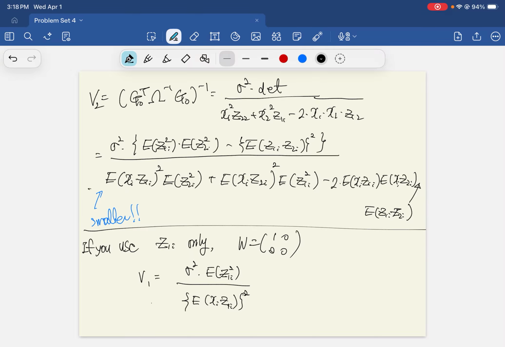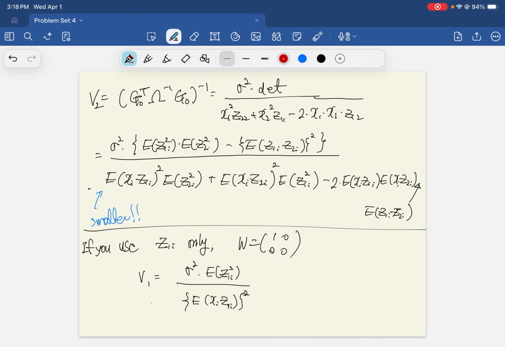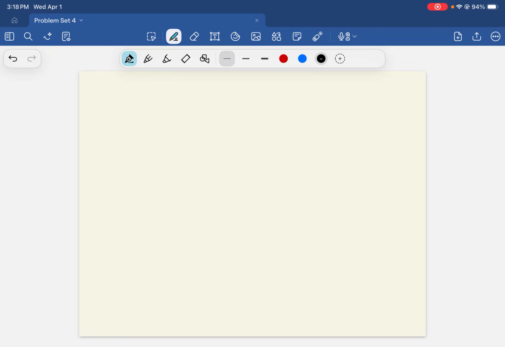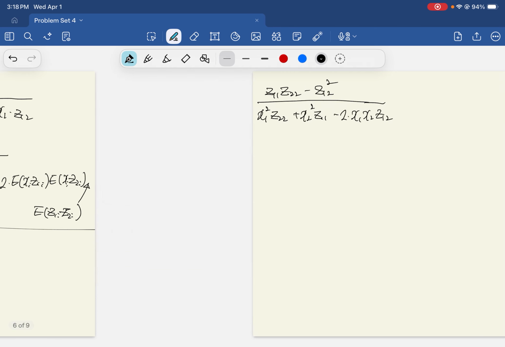So to do that, let's simplify the notation again. First, I'm going to just drop sigma squared. They are the same thing, so they don't matter right now. Then what we want to show here is z11 z22 minus z12 squared in the numerator, and remember, x1 squared z22 plus x2 squared z11 minus 2 times x1 times x2 times z12 was the denominator of the variance, right? Let me double check. Okay, I'm using the same notation, and this is right.